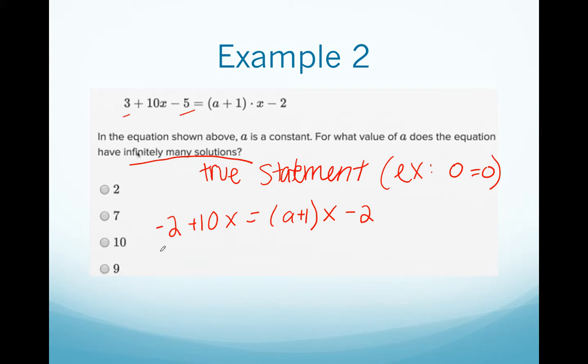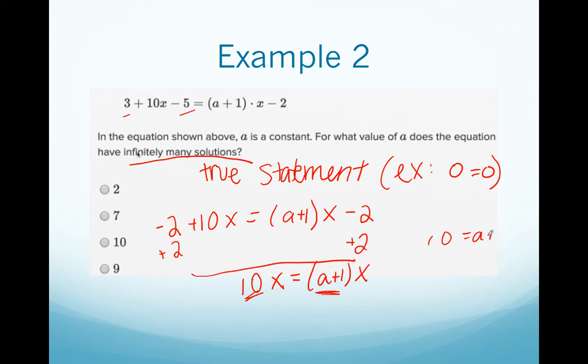So now we can go ahead and work with these constant terms. If I add 2 to both sides of my equation, I have 10x equals a plus 1 times x. And in order for these two sides to both be the same, I need it to say 10x equals 10x. So here, this 10 has to be equal to a plus 1. So I'm looking at 10 equal to a plus 1, and I might just be able to think about, okay, a has to be 9 because 9 plus 1 is going to match that 10. If not, I can go ahead and subtract 1 from each side to get that a equals 9. So a equals 9 is going to give us that solution.